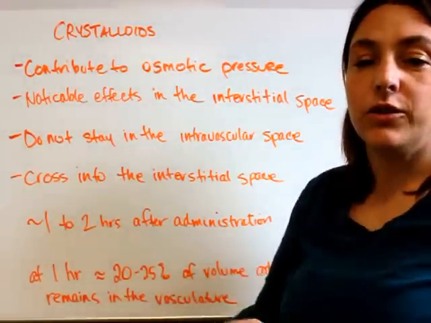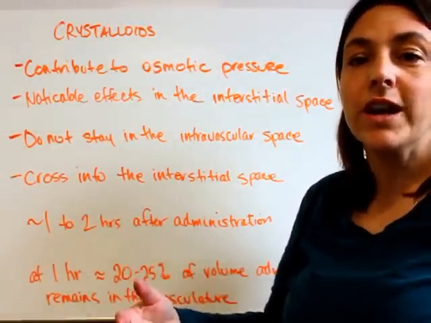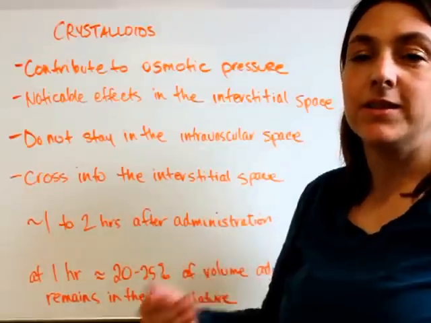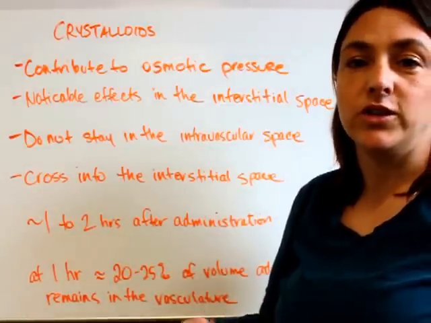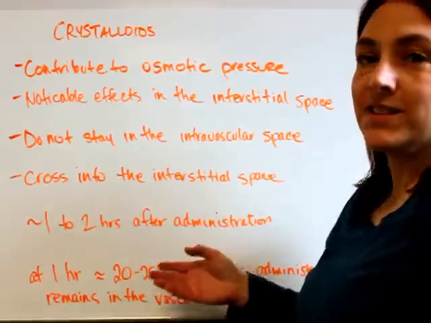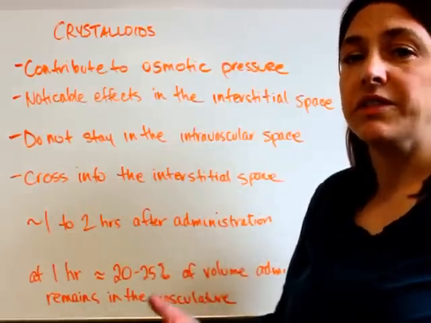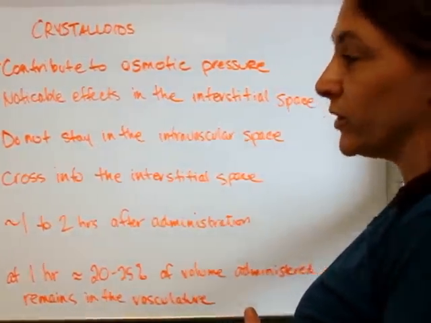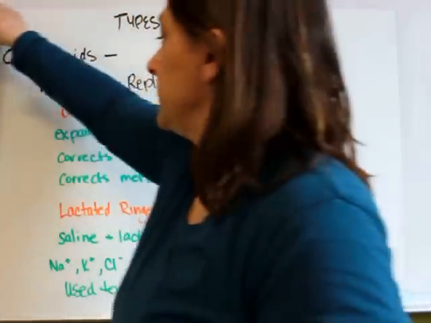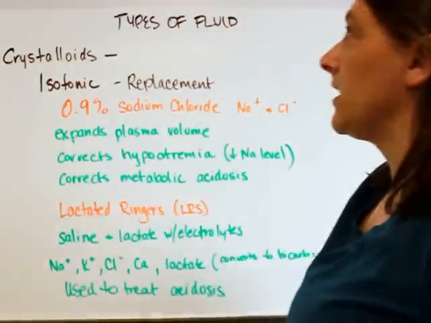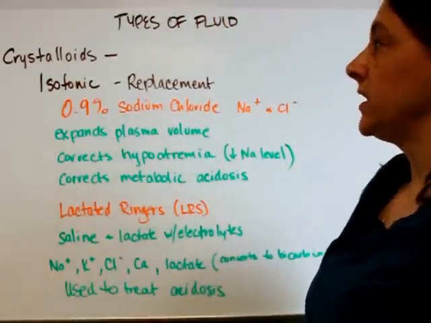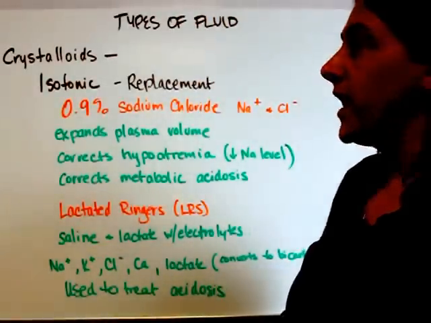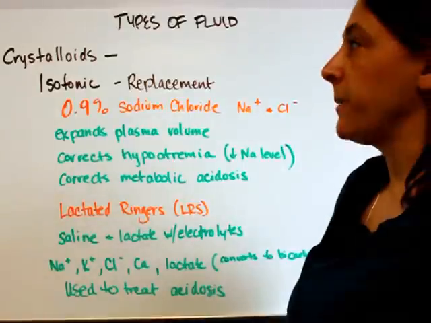So these are good for rapid, quick rehydration, but it depends on the type of dehydration the patient has. Obviously, this is not something you would use in a hypovolemic patient because of the type of fluid loss hypovolemia is. So let's talk about the types of crystalloids. There are 3 types: isotonic, hypotonic, and hypertonic.